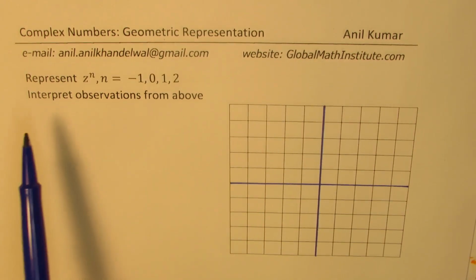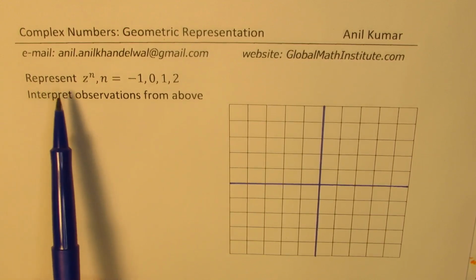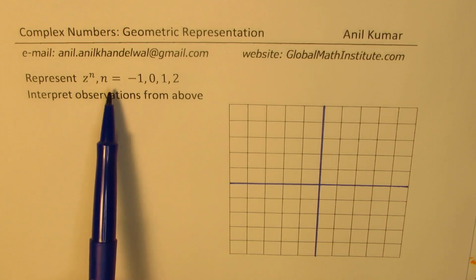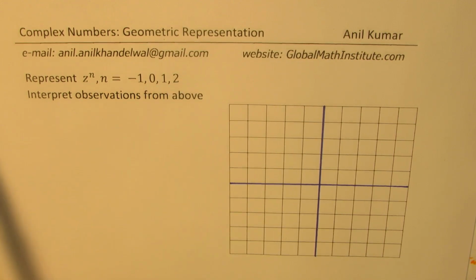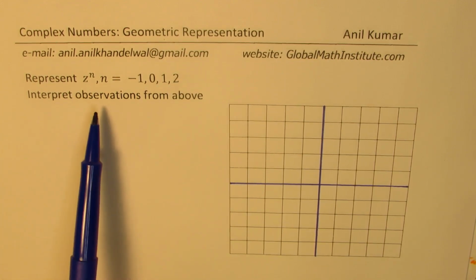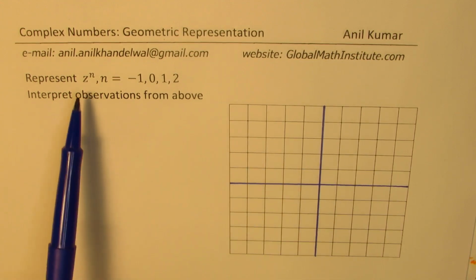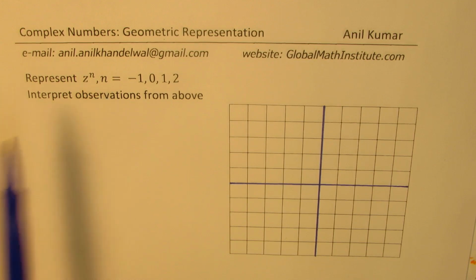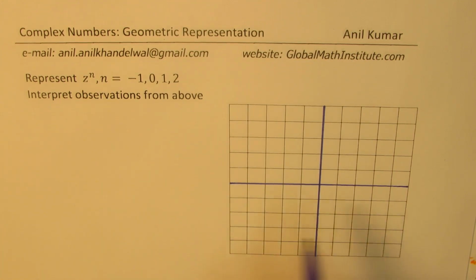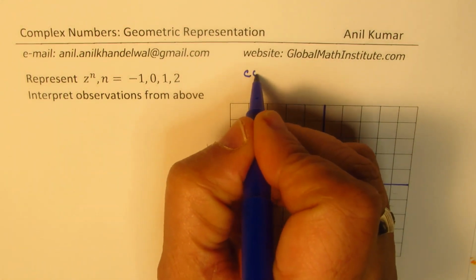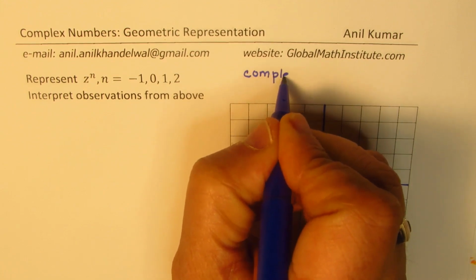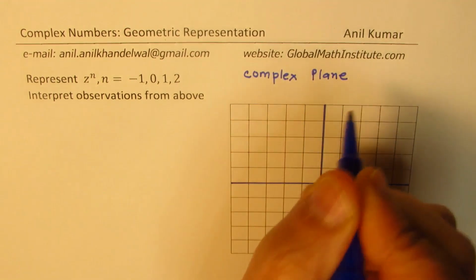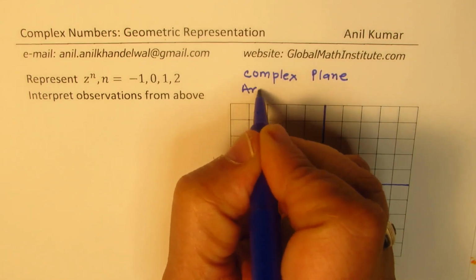Here is a very interesting example. We need to represent a complex number z to the power of n, where n is equal to -1, 0, 1, and 2. And then we have to interpret the observations as we represent the powers of a complex number. So what we have is a complex plane here. We also call this an Argand diagram.